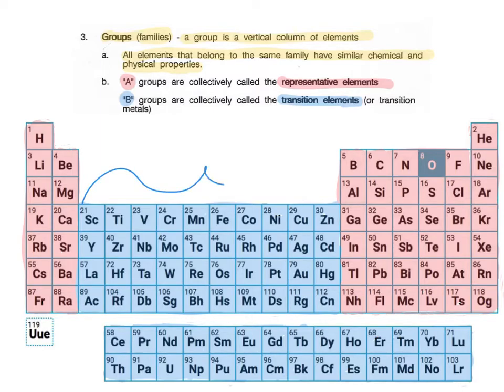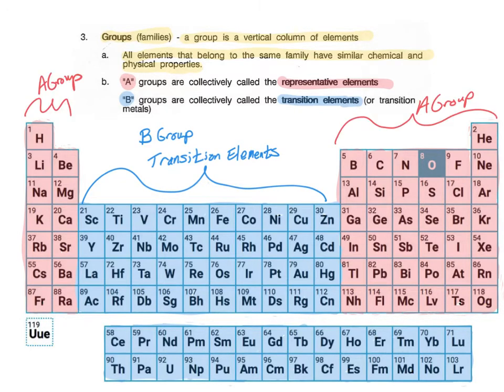The A group elements are the ones that are following the norms and are what we would call representative elements, and that's this first 2 columns and these last 6 columns. And the B group or transition elements are everything in between those two taller parts, and that includes the lanthanides and actinides.